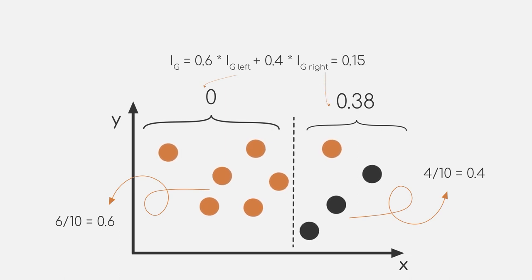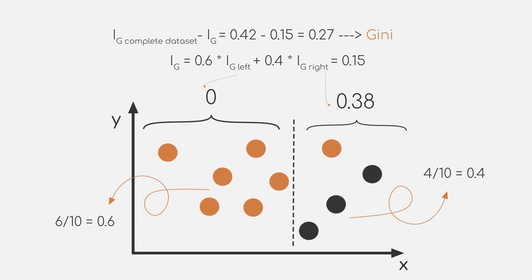We now take the Gini impurity of our new split and subtract it from our original value, meaning we calculate 0.42 minus 0.15, which gives us 0.27. This is called Gini gain, and similar to our information gain, will be used to determine the best possible split by picking the highest Gini gain across all possible splits.